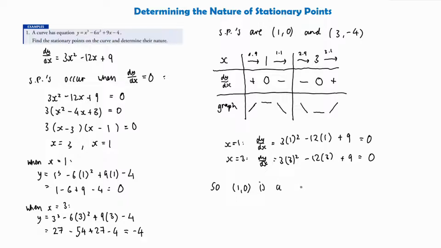So we can finish off by saying, the coordinate (1, 0) is a maximum because it approaches at the top. So it's a max turning point. And we can say that the coordinate (3, -4) comes down like this, so it's going to be a minimum turning point. So there we go. That's one complete example where we worked out the stationary points and also worked out their nature. But we'll do another example just to get our heads around it.